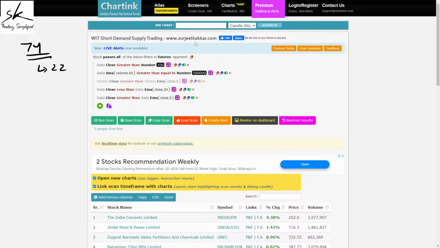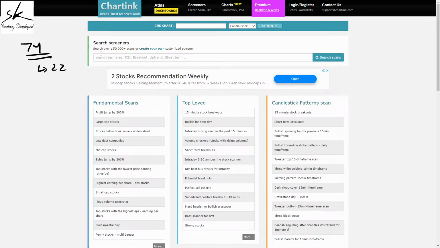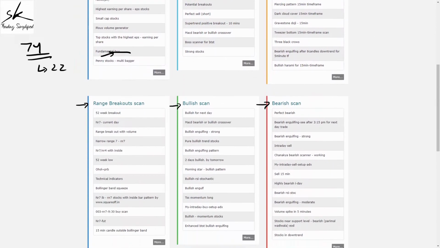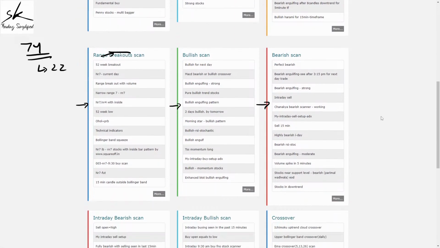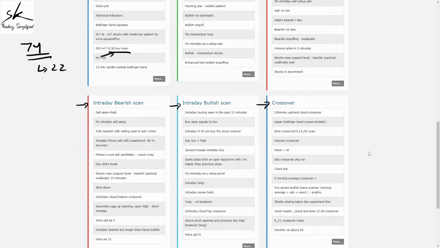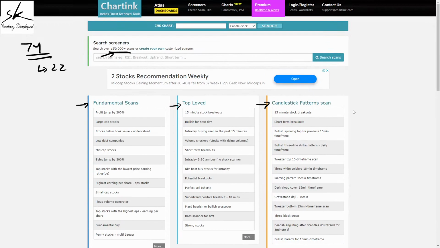Plus, this is not the only scanner available to you. If you go to the screener section on this website, you will see you have over 150,000 scanners available to you. Some are based on fundamental analysis, top left. You have candlestick patterns. If I further go down, you can see you have based on range breakouts. You have your bullish scans. You have your bearish scans. Then you have your intraday bearish, intraday bullish, crossover. So n number of scanners, they'll give you different results.